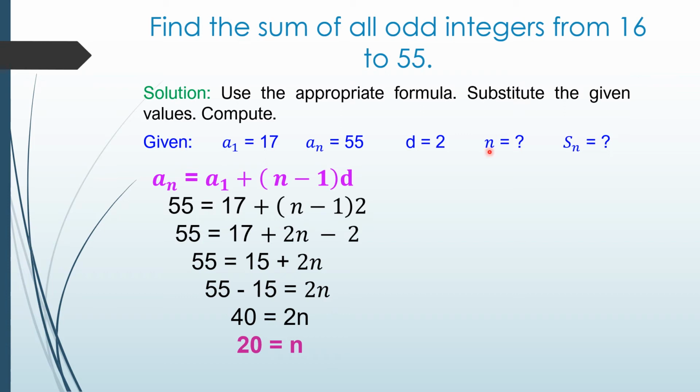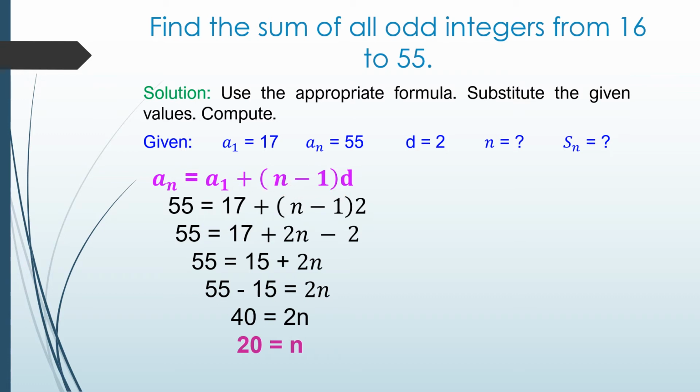Now, ilan ang number of terms? As you can see, hindi siya given. Kasi hindi pa natin alam kung ilan lahat ang odd integers mula 16 hanggang 55. At syempre, kailangan nating hanapin ang sum ng lahat ng odd integers mula 16 hanggang 55. Paano natin mahahanap ang value ng n? Kailangan muna natin gamitin ang formula for the nth term, given by a sub n is equal to a sub 1 plus quantity n minus 1 d.